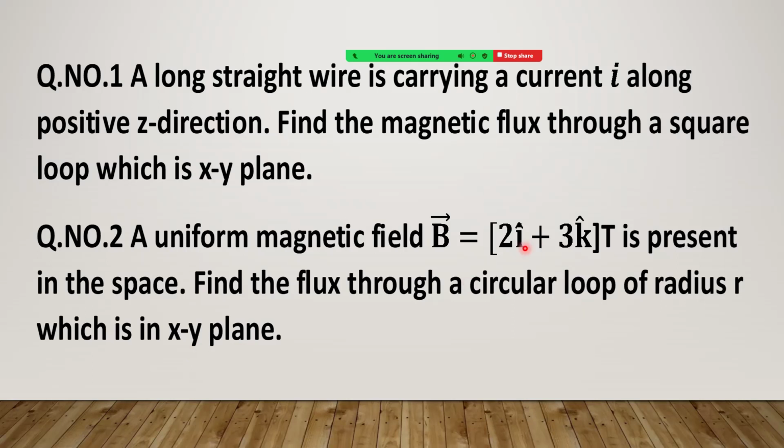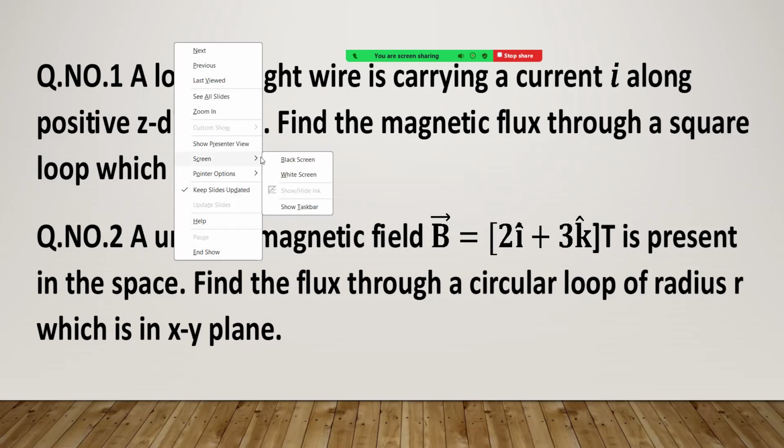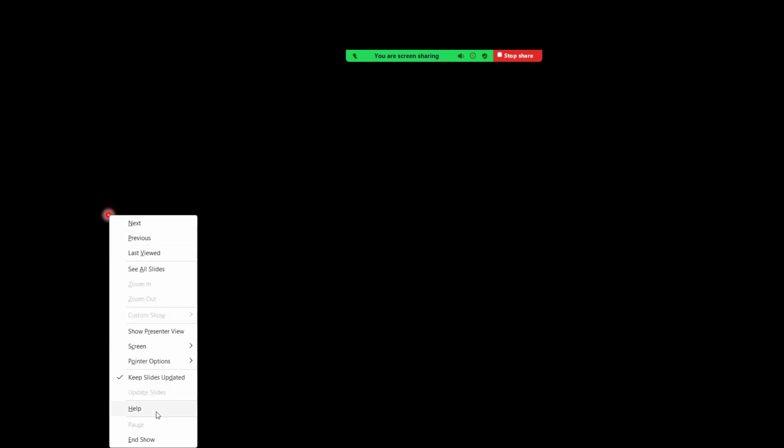And coming to the field, 2i cap plus 3k cap. Let us see now. The given field is 2i cap plus 3k cap. That means the field is uniform. Coming to the circle, right? Circle of radius r, which is in the xy plane.